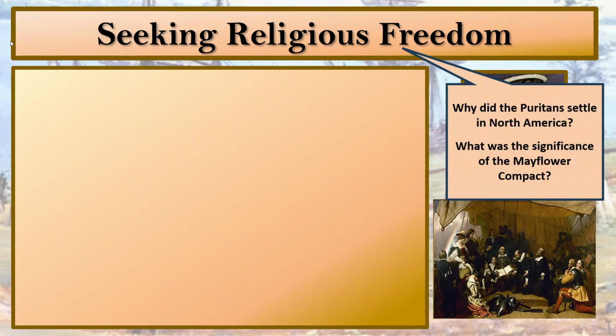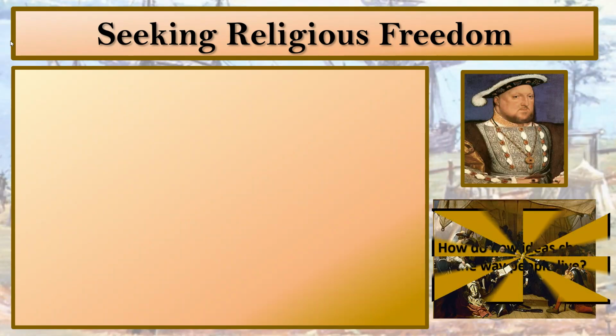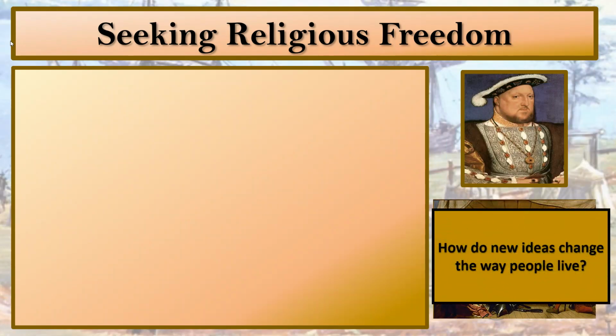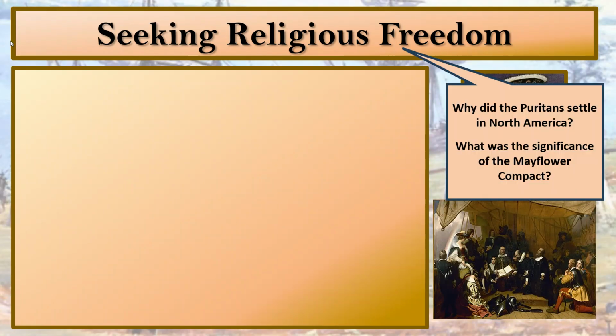Why did the Puritans settle in North America? Where am I getting that from? You'll see that's the guiding question. If you were to turn to page 66, you'll see this question about the middle of the page under progress check. Go back one. There we go. What was the significance of the Mayflower Compact? So those are the two questions I'll answer at the end when we respond.